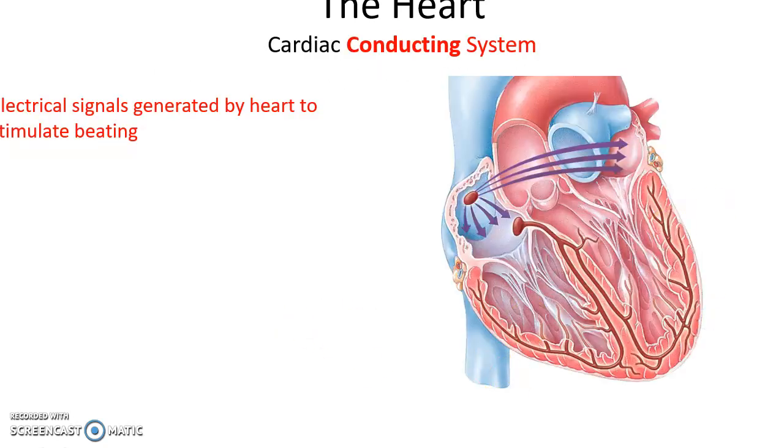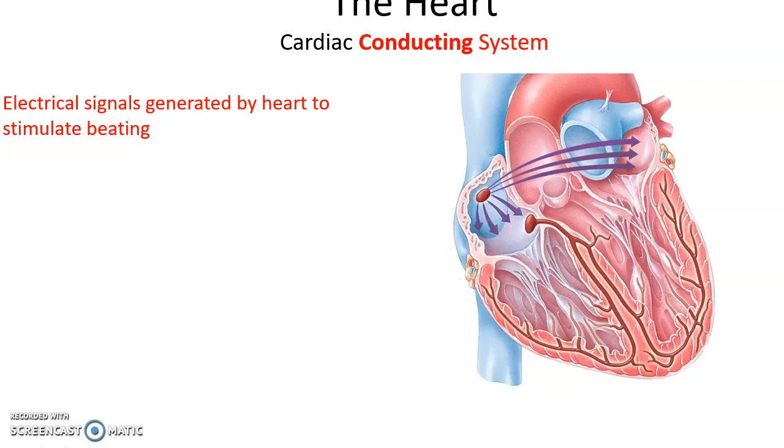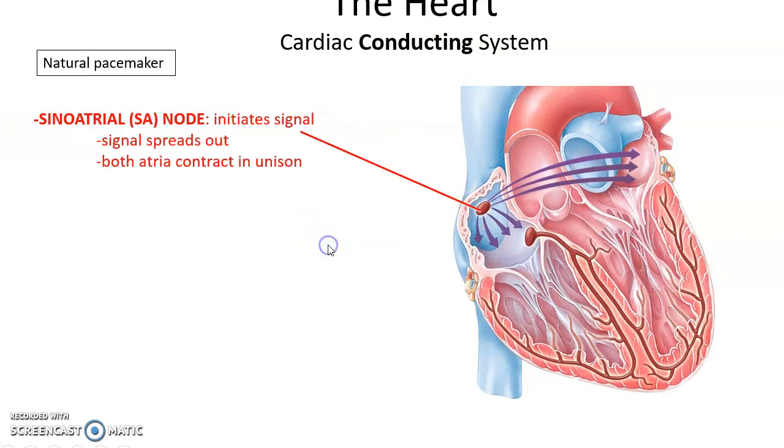All right, moving on to the cardiac conducting system. The cardiac conducting system is the system that generates an electric signal within the heart itself to stimulate the heart's beating. So the heart generates its own electric signal to cause it to beat. This all starts in what's known as the sinoatrial node, a structure in the wall of the right atrium.